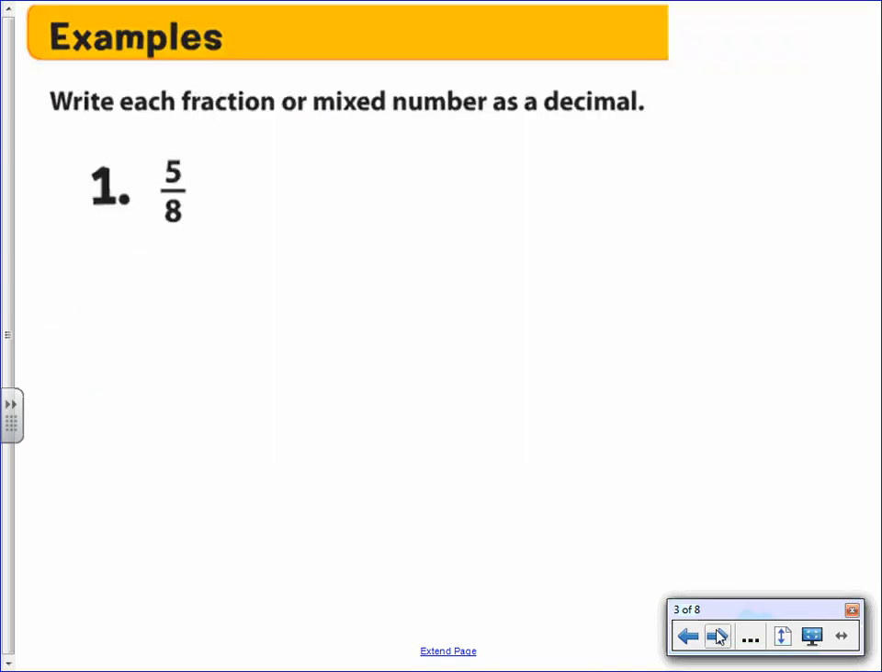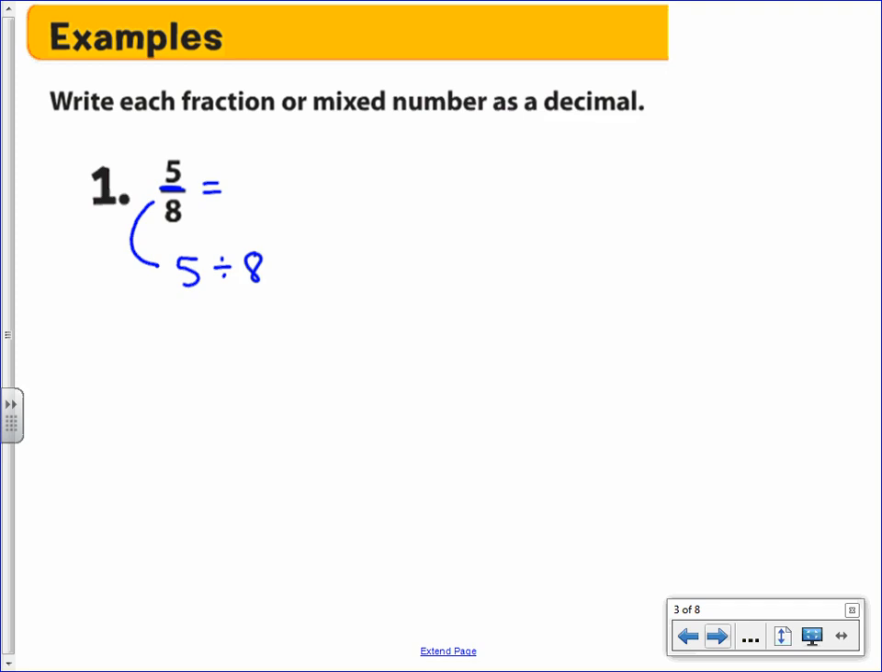Write each fraction or mixed number as a decimal. This is a proper fraction, 5 over 8, the smaller number on the top, the bigger number on the bottom. This bar right here is a fraction bar, and it simply means 5 divided by 8. If I'm using a calculator, I press the number 5 first, then the division sign, then 8, and then equal. But you need to remember that on your state tests, you're not always going to have your calculator available to you.